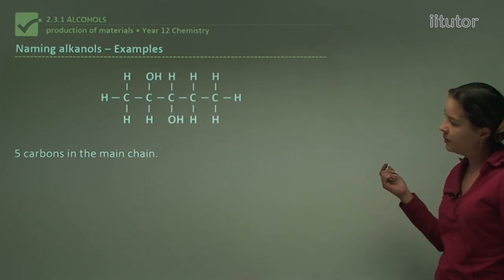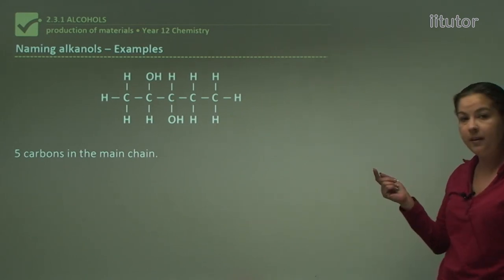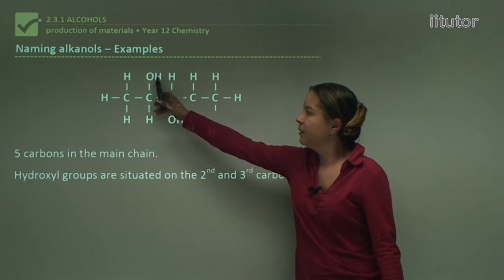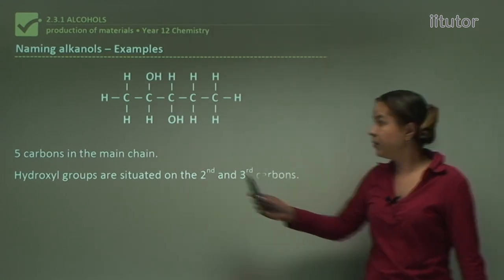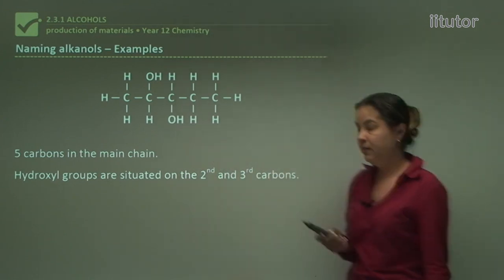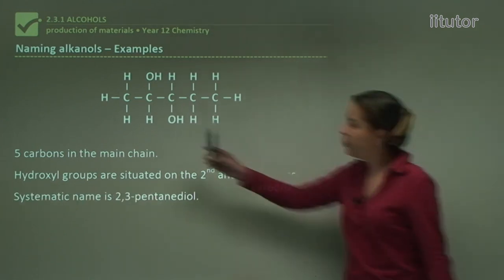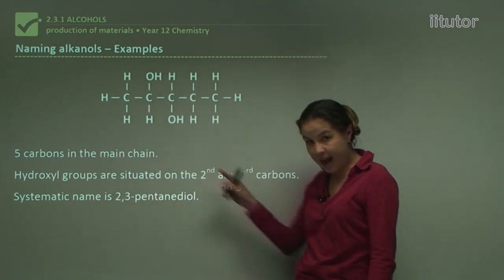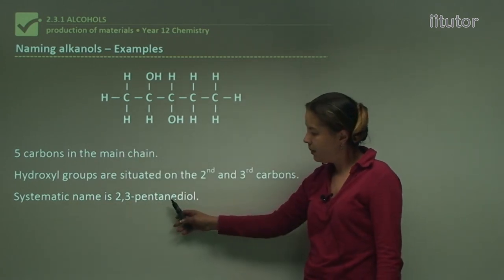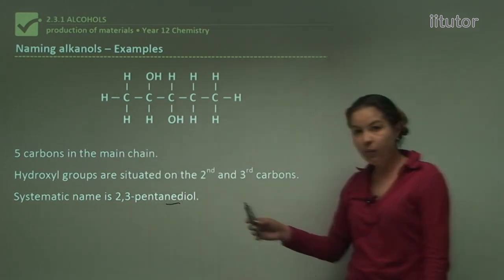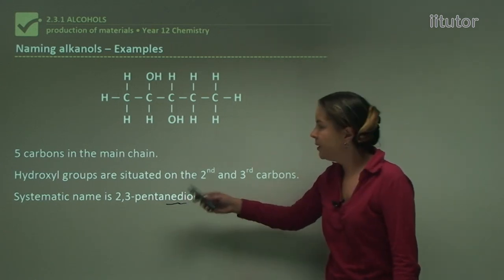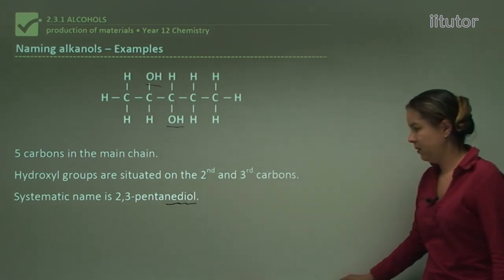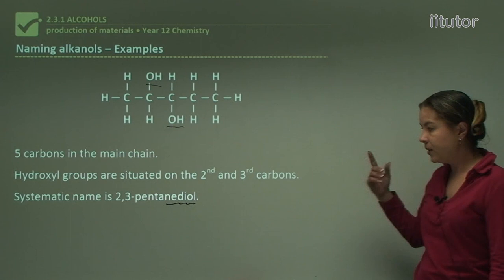So another example, in this one we have 5 carbons in the main chain, but this time we have 2 hydroxyl groups, one here and one here, and they're in position 2 and 3, so 1, 2, 3. So our systematic name is going to be 2,3, and when there's 2 of them, we write it 2,3, dash, pent for 5, pentane, and when we have a diol, we keep the E. So the di means 2 hydroxyl groups, diol. So when you've got a diol, always keep the E.